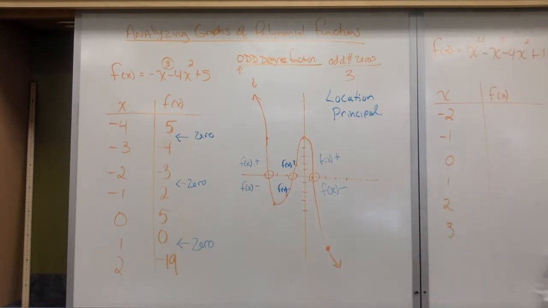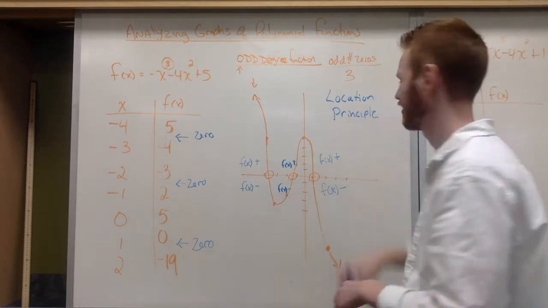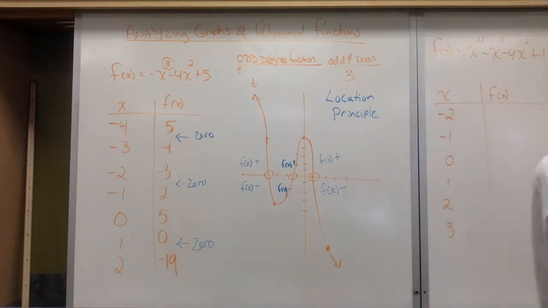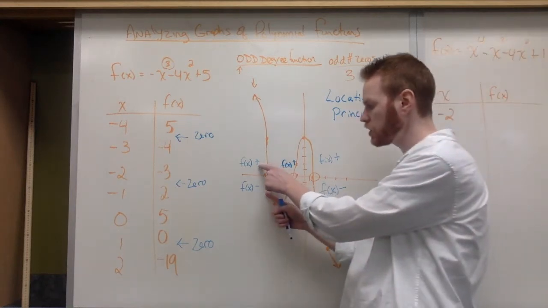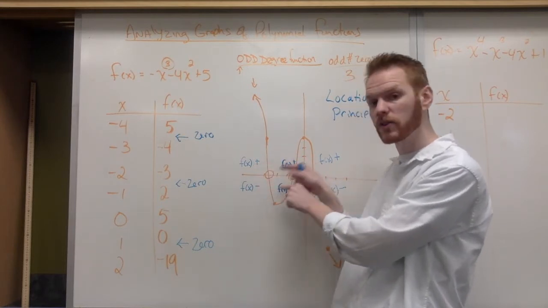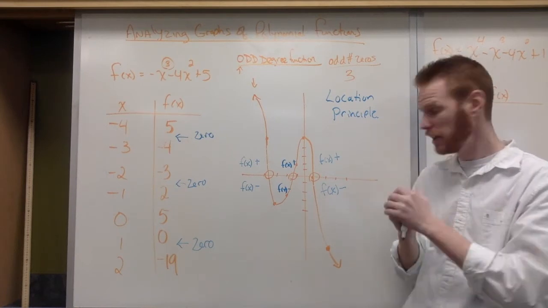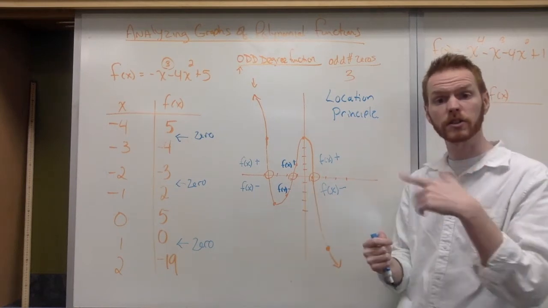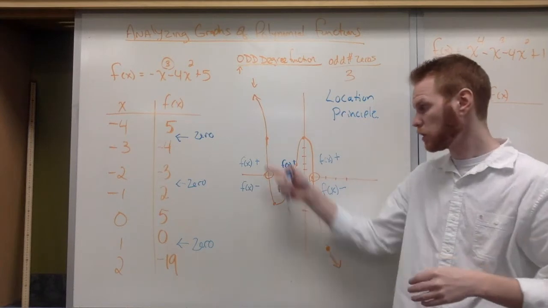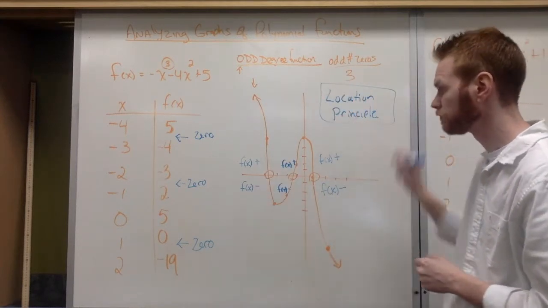Okay? So the location principle, sorry, I spelled principle wrong. The location principle states that wherever there is a sign change for the y values, there is at least one zero located between that change. At least one. And in the examples we're going to be doing, we're going to see just one solution between those sign changes. So that's called the location principle.